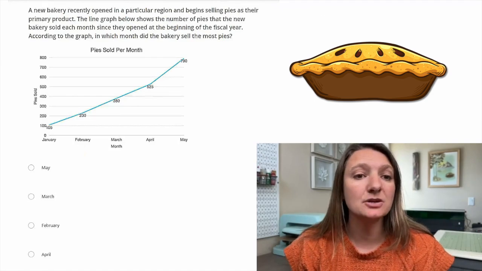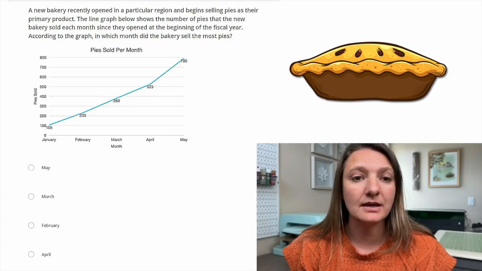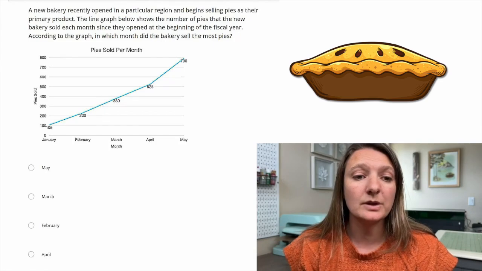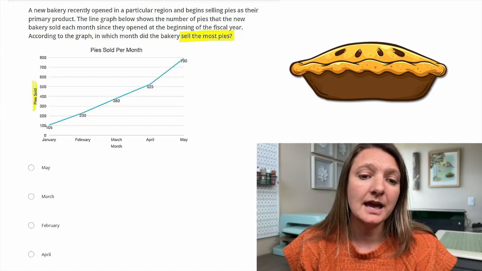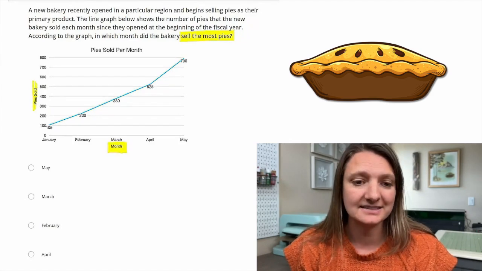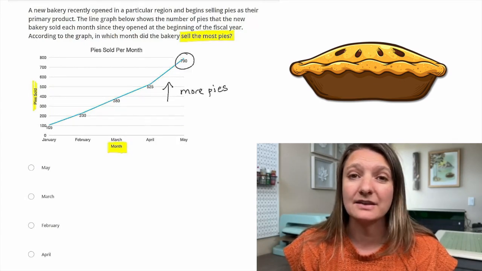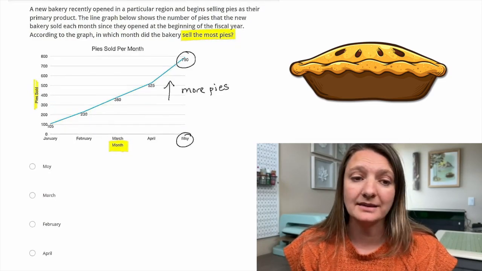Okay, question 2. A new bakery recently opened in a particular region and began selling pies as their primary product. The line graph below shows the number of pies that the new bakery sold each month since it opened at the beginning of the fiscal year. According to the graph, in which month did the bakery sell the most pies? So we're looking at the most pies, and the y-axis has pies sold, and the x-axis has month. We're seeing an upward trend here, and if we're looking for the most pies, we are actually looking at that 790, which was sold in May. So our answer is going to be A, in May.